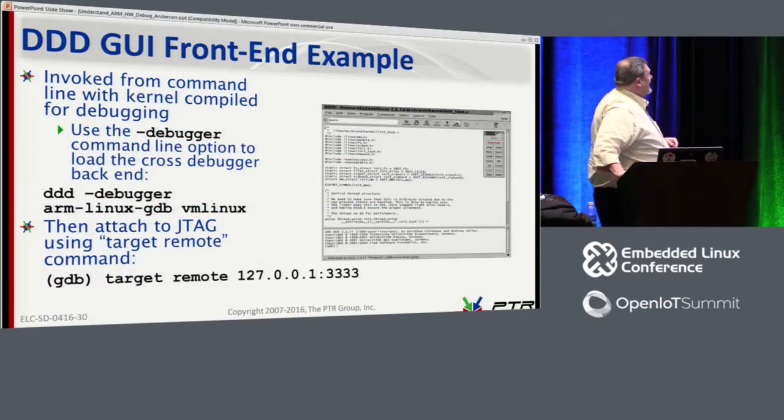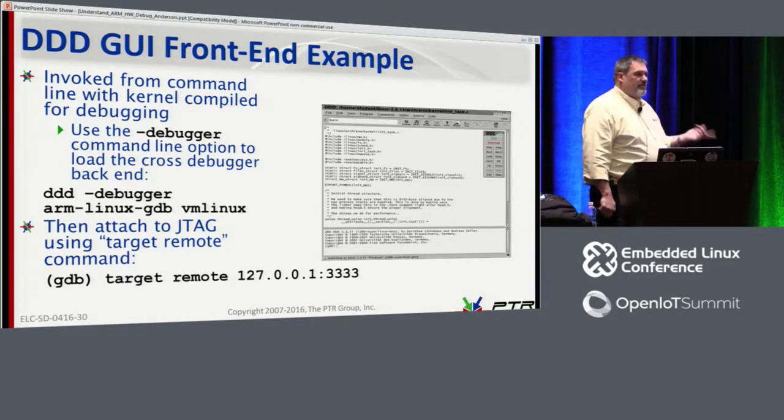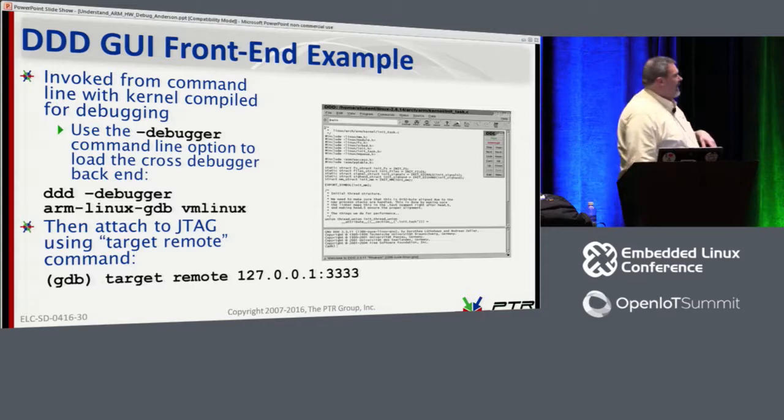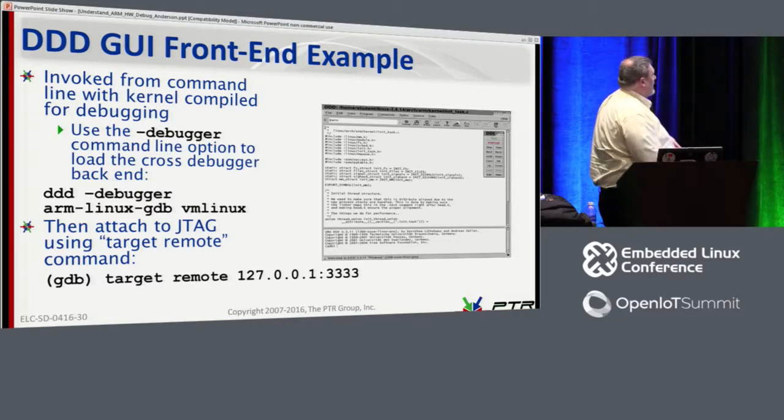Now here we see DDD, which is one of the front ends that I typically use. We see the GDB command line down here, and we see the code being displayed here. We can set breakpoints and single step through code. We can single step source code, or we can single step at the assembly language level, so we have the option of doing both. And again, here's an example. We would start up DDD, specify -debugger, and then give it the version of the debugger that we happen to be using.